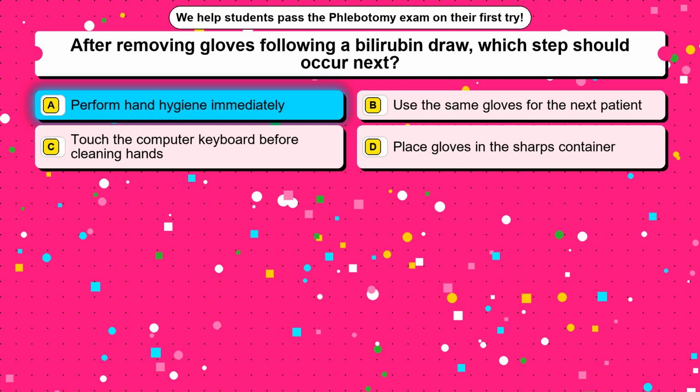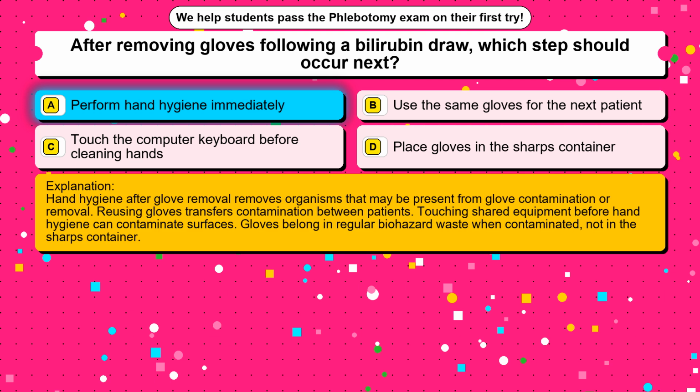Perform hand hygiene immediately. Hand hygiene after glove removal removes organisms that may be present from glove contamination or removal. Reusing gloves transfers contamination between patients. Touching shared equipment before hand hygiene can contaminate surfaces. Gloves belong in regular biohazard waste when contaminated, not in the sharps container.